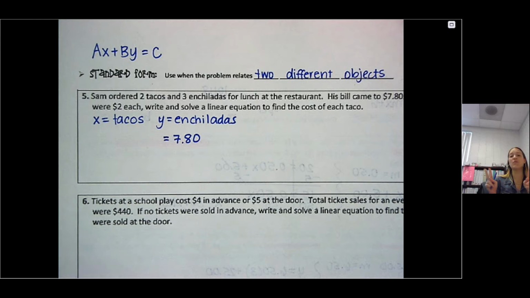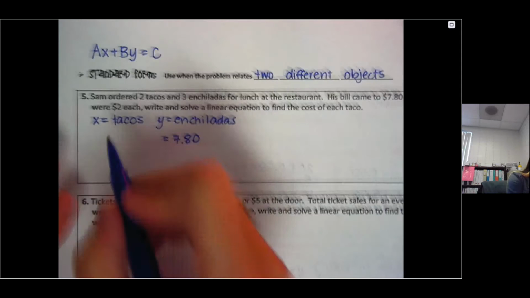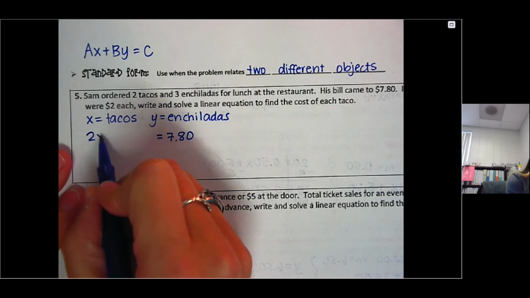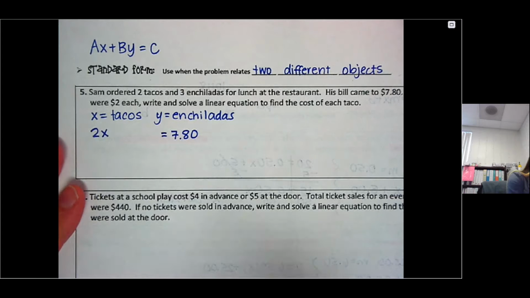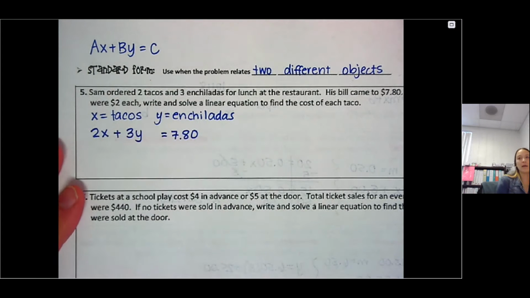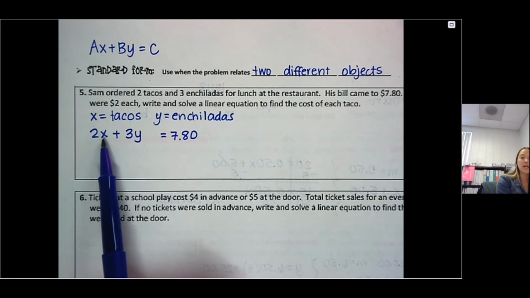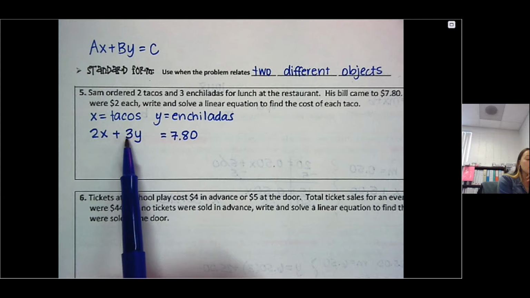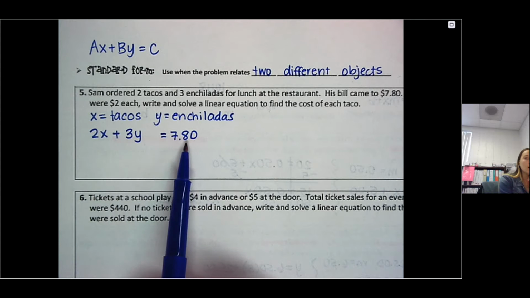You can't multiply 2 and 3 because they're 2 different variables. Right. Okay, so look, I've got 2 tacos, 2x, plus 3 enchiladas is 3y, because y stands for enchiladas. There's my equation written in standard form. It says 2 times the number of tacos. I had 2 tacos, 3 enchiladas. In total, it was $7.80.